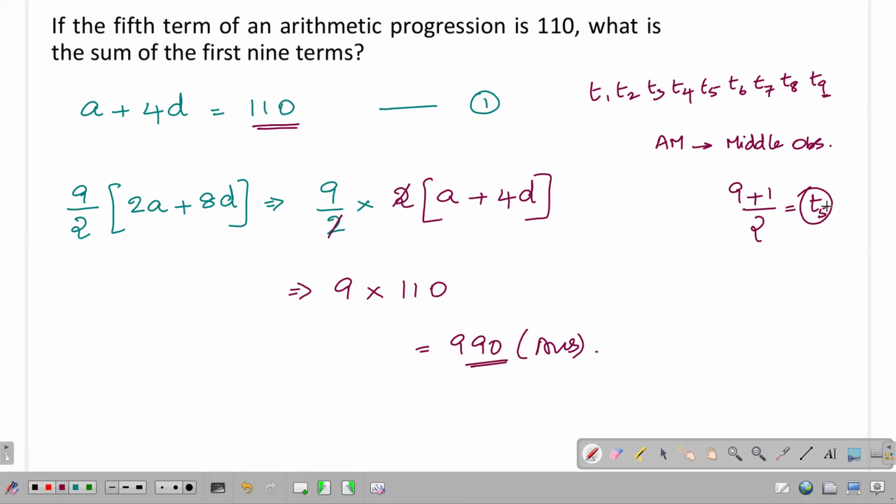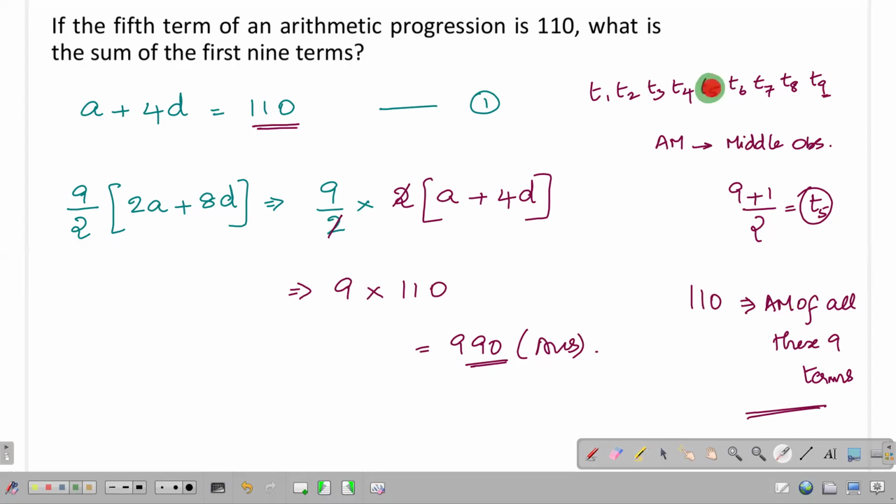You got my point? The fifth term, that 110, is going to be the arithmetic mean of all these 9 terms. Is this point clear to you? Because if you have 9 terms, the middle observation is nothing but (9 plus 1) by 2, that is 10 by 2. This T5, you can consider to be that middle observation.